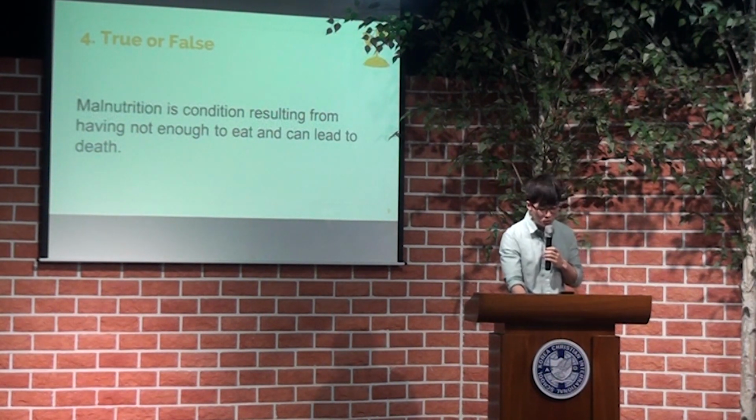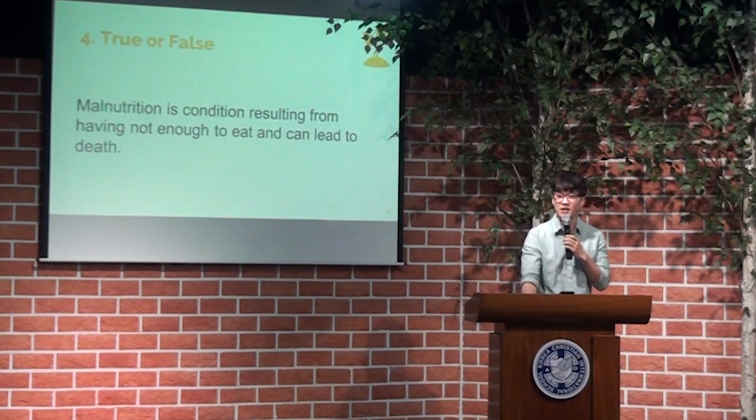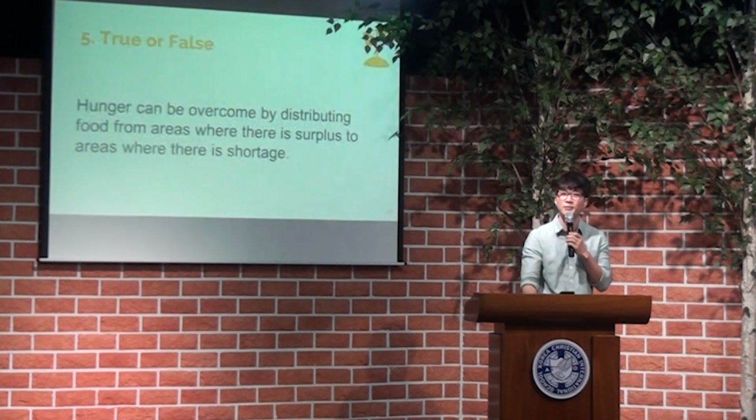Malnutrition can be a condition resulting from undernutrition. But it can also be a condition resulting from overnutrition, that is eating too much, especially food that is particularly unhealthy and lacking in necessary nutrients. So obesity is a form of malnutrition, and I will talk about that later on.